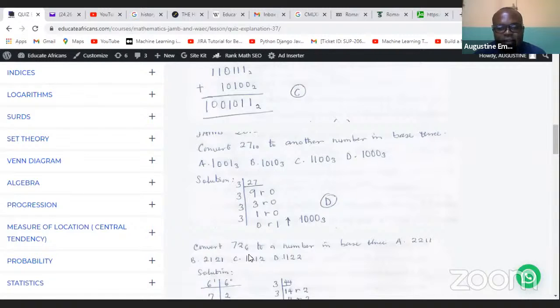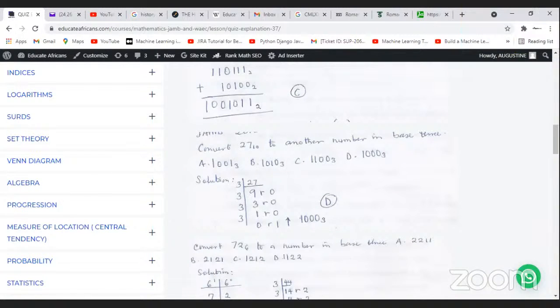Base 6. Our answer is in base 3. So they are not even related. So this base 6 now, you have to make sure that you convert it first to base 10. Then any number you have in base 10, convert it then to base 3 and tell us the answer. So somebody should solve that.